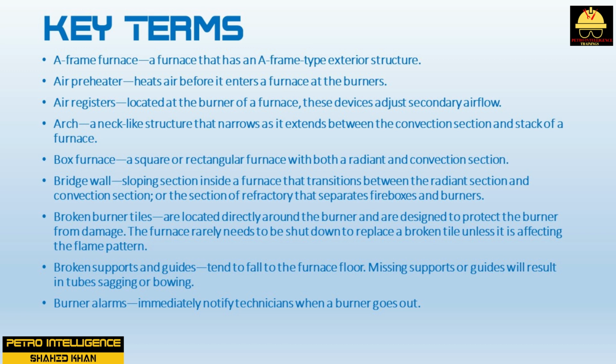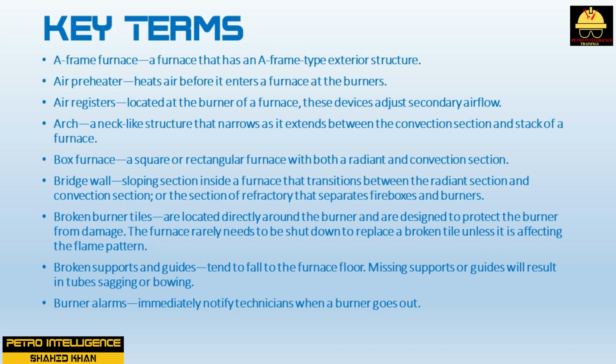Box furnace is a square or rectangular furnace with both a radiant and convection section. Bridge wall is a sloping section inside a furnace that transitions between the radiant section and convection section, or the section of refractory that separates fireboxes and burners. Broken burner tiles are located directly around the burner and are designed to protect the burner from damage. The furnace rarely needs to be shut down to replace a broken tile unless it is affecting the flame pattern.